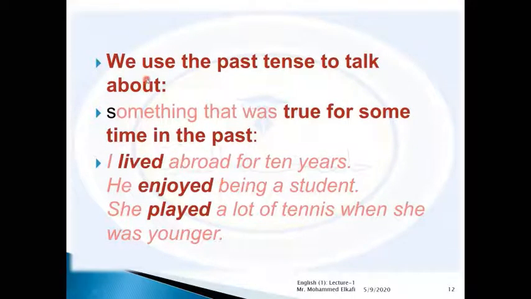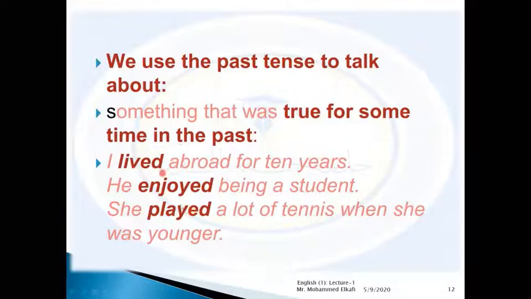The third case of usage, we use the past tense to talk about something that was true for some time in the past. Something that was true for some time in the past. For example, I lived abroad for 10 years. Okay, it was true in the past. He enjoyed being a student. And she played a lot of tennis when she was younger. She played. So this is also true.